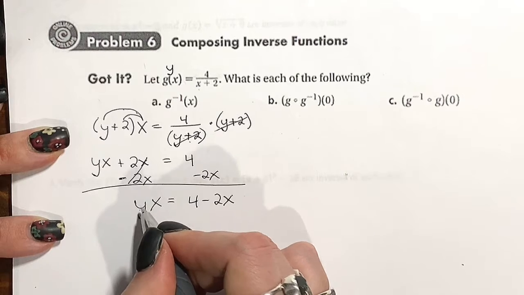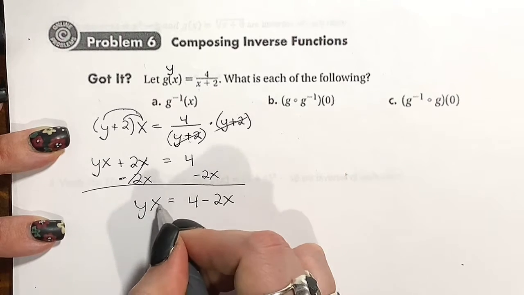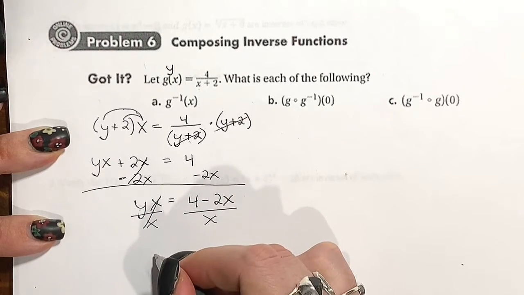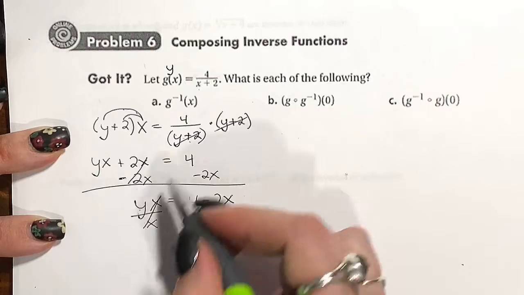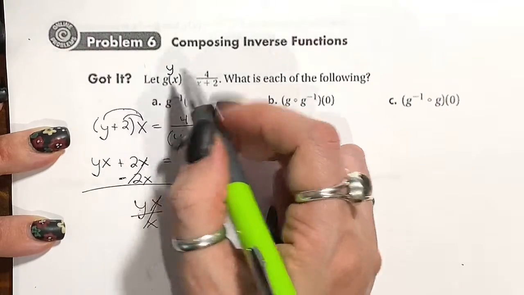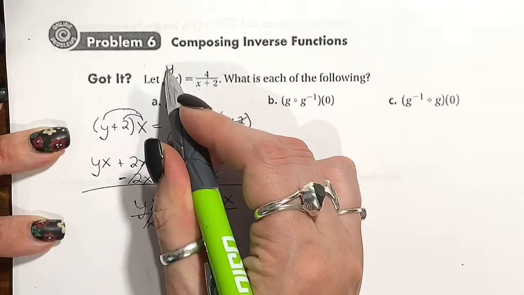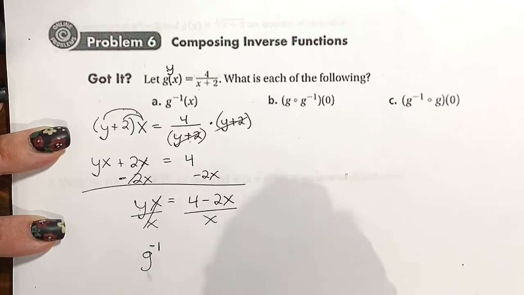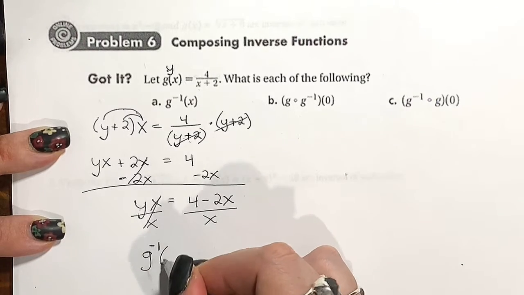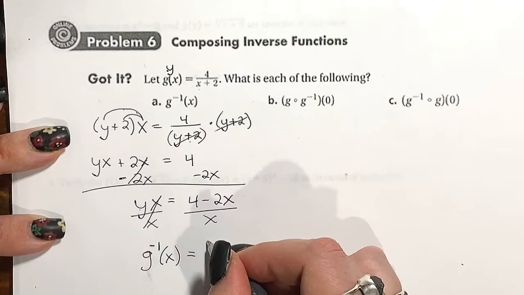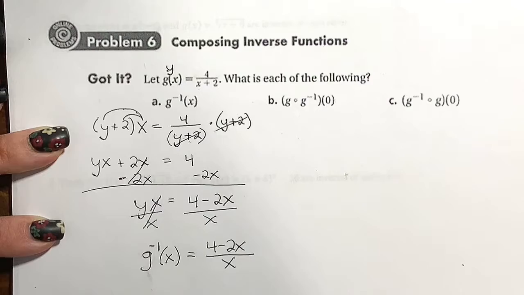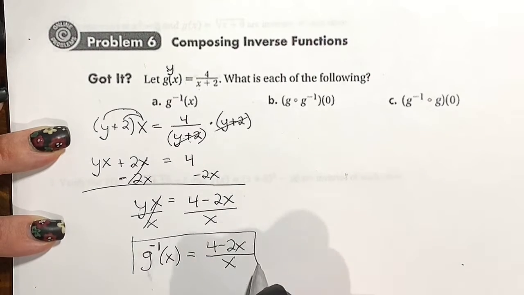And now, to get y by itself, I need to get rid of this x. Right now they're being multiplied, so the opposite would be to divide by x. So those cancel, and we get y, which remember, y is essentially g of x. Since I switched my g to y, I'm now going to switch it back to the g notation, but because it's the inverse, I'm going to put that little -1 on it. So we're saying the inverse of g is equal to 4 minus 2x over x, and that would be our inverse. Okay, so a little review on finding inverses there.